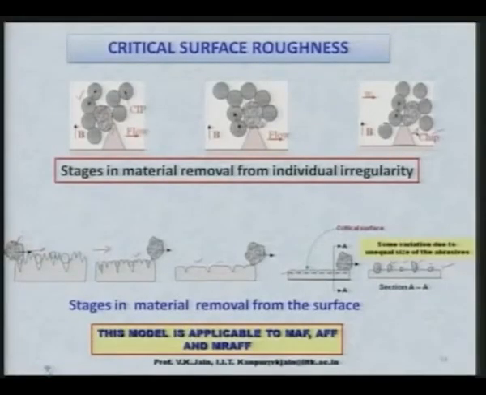This model is applicable to magnetic abrasive finishing, abrasive flow finishing, and magnetorheological abrasive flow finishing also, because all three are working more or less on the same principle.